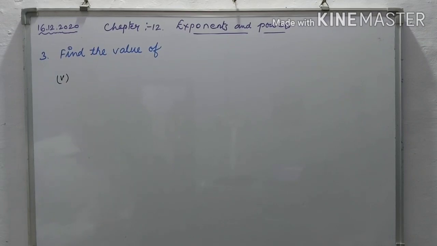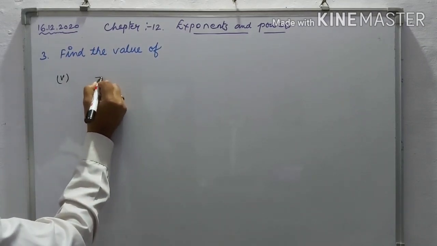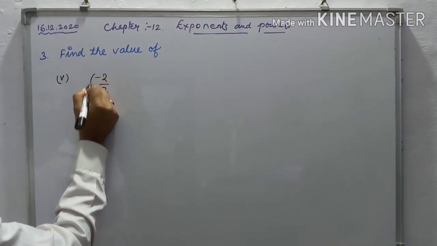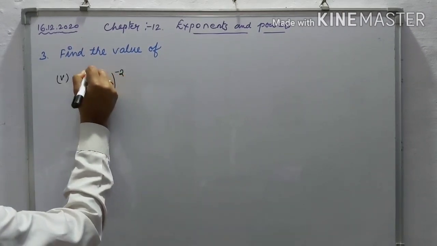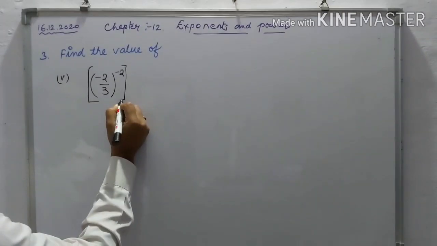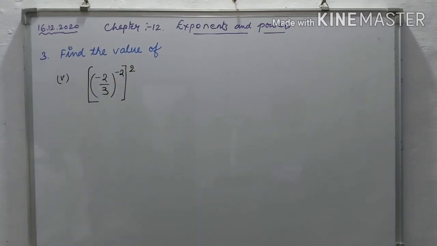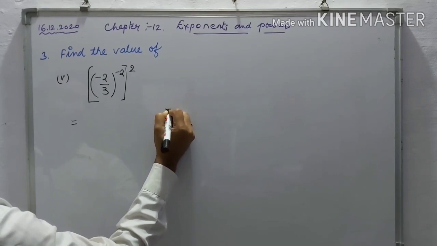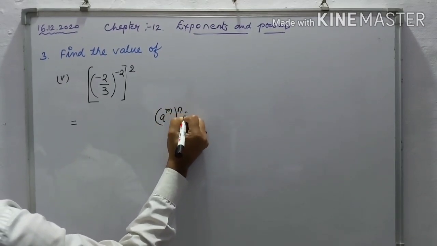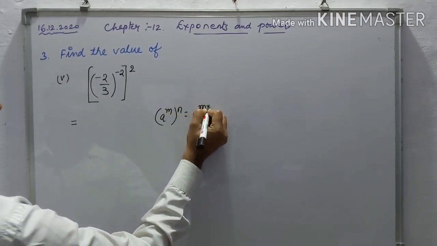Now question number 5 is minus 2 upon 3 and power of minus 2, and whole power is minus 2. Okay, so here we will use the rule that a power m and whole power n is equal to a power m into n.